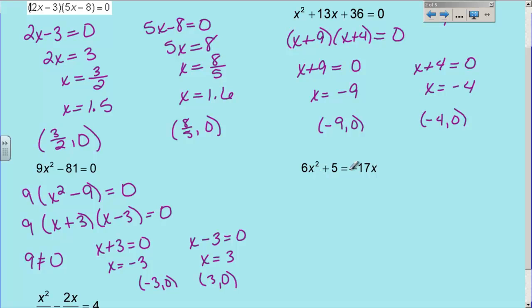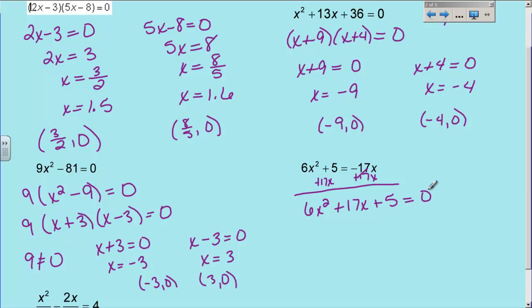So next example, 6x squared plus 5 equals negative 17x. This one doesn't equal 0. You cannot solve a quadratic if it does not equal 0, because that is the whole point. You are trying to find what x equals when y is 0. So I've got to make this equal to 0, and I'm going to do that by adding 17x to both sides. So it cancels over here. And I'm going to make sure I put everything back in order. So I'm going to have 6x squared plus 17x plus 5 equals 0.